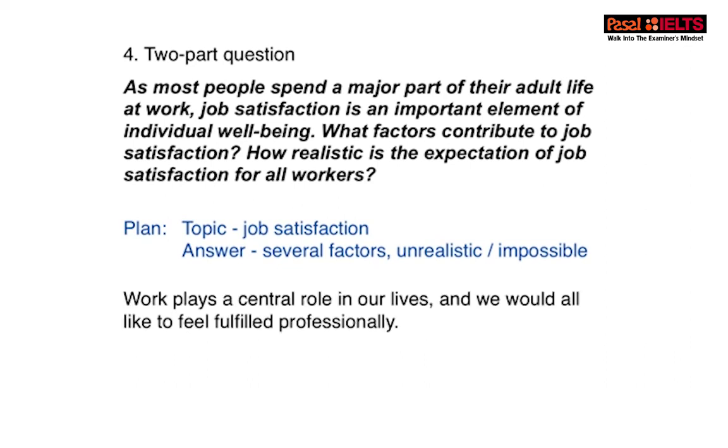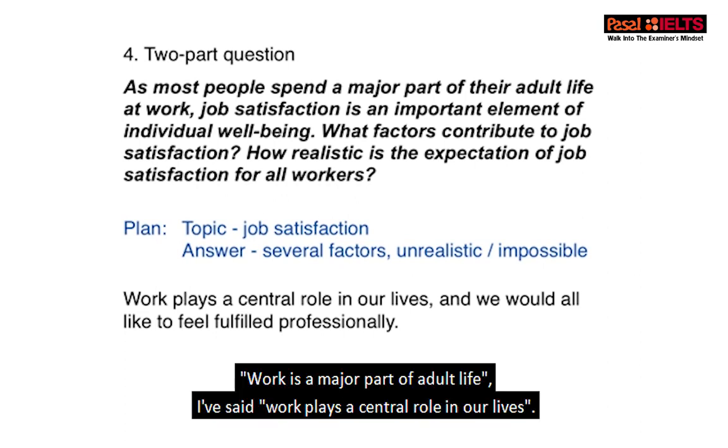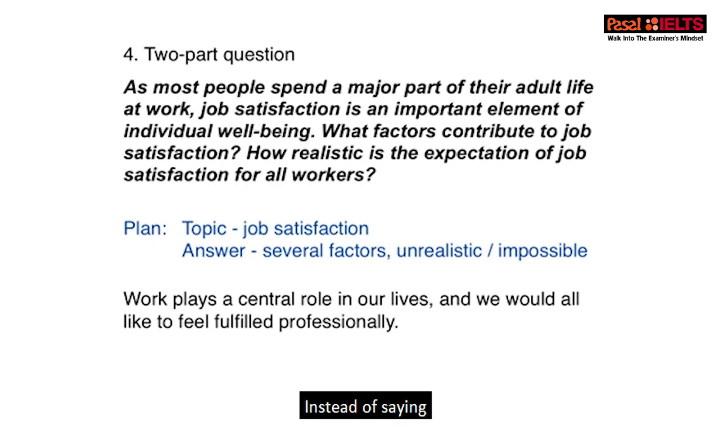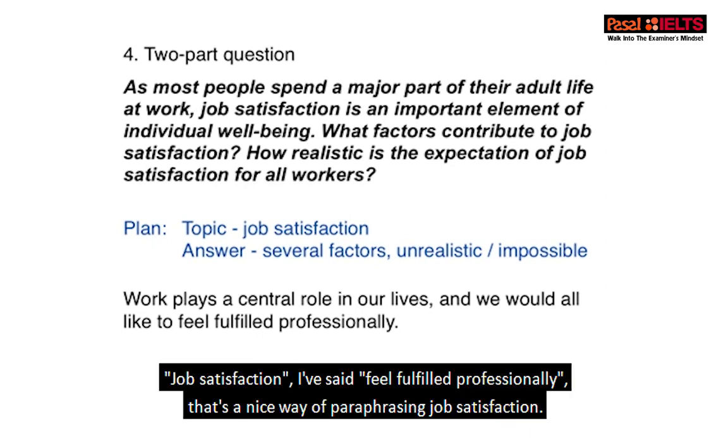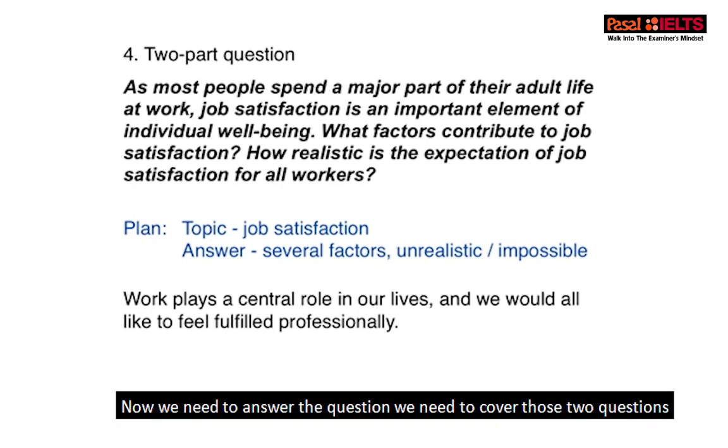Now, using that plan, let's write those two sentences for our introduction. The first one: work plays a central role in our lives and we would all like to feel fulfilled professionally. What am I doing there? Again, as usual, I'm paraphrasing parts of the question. Instead of saying work is a major part of adult life, I've said work plays a central role in our lives. Instead of saying job satisfaction, I've said feel fulfilled professionally. That's a nice way of paraphrasing job satisfaction.